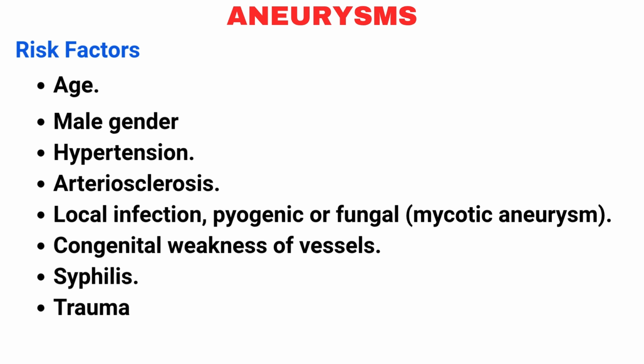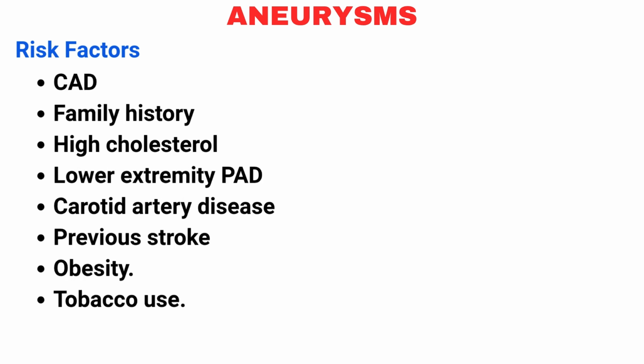What are the risk factors? Because of vascular changes that occur as a natural process of aging, all patients over age 65 are assessed for the potential for aneurysms. Risk factors include male gender, hypertension, arteriosclerosis, local infection, pyogenic or fungal infection, congenital weakness of vessels, syphilis, trauma, coronary artery disease, family history, high cholesterol, lower respiratory peripheral artery disease, carotid artery disease, previous stroke, obesity, tobacco use. Tobacco use is the most important modifiable risk factor.